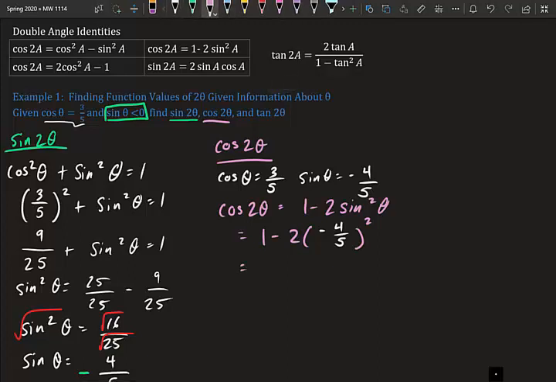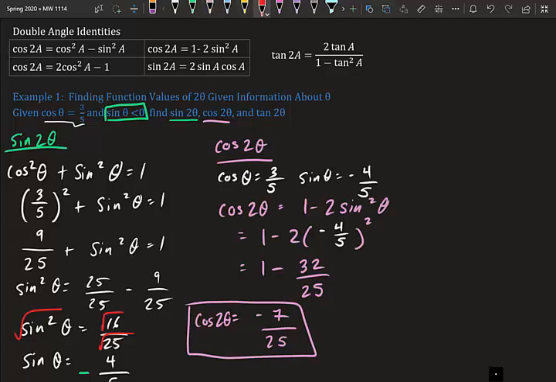So what we're left with is 1 minus, so it turns into positive because negative and negative. So 4/5 squared is 16 over 25. And 16 over 25 times 2 is, sorry, it stays negative because we square the negative 4/5, and then we have positive 16 over 25 times negative 2, which is negative 32 over 25. We subtract, so 25 over 25, which is 1, minus 32 over 25, and we get negative 7 over 25. And that is cosine 2 theta.